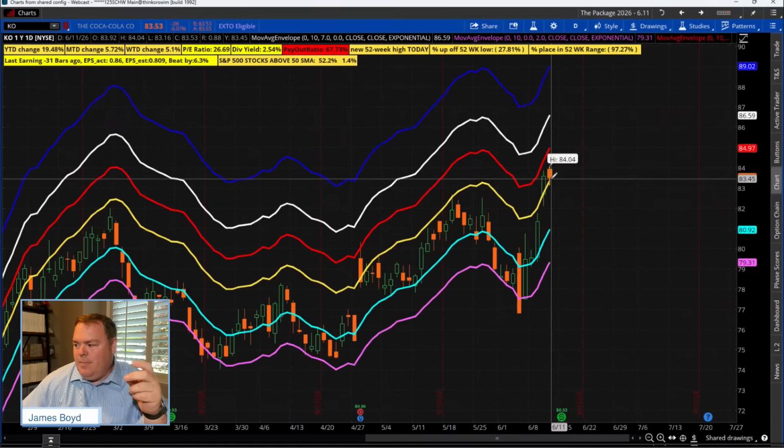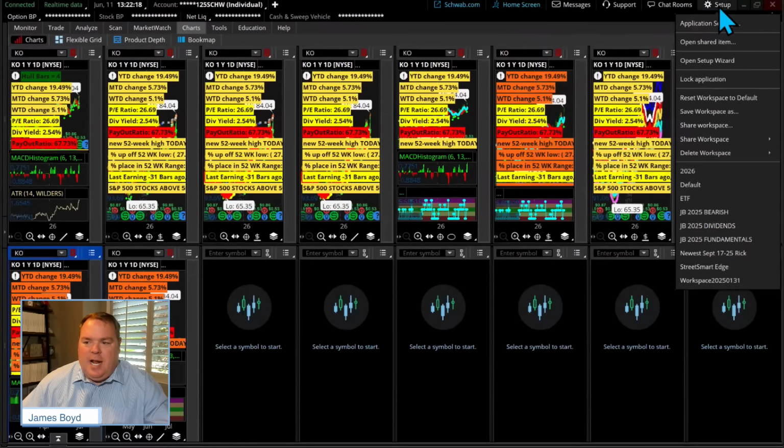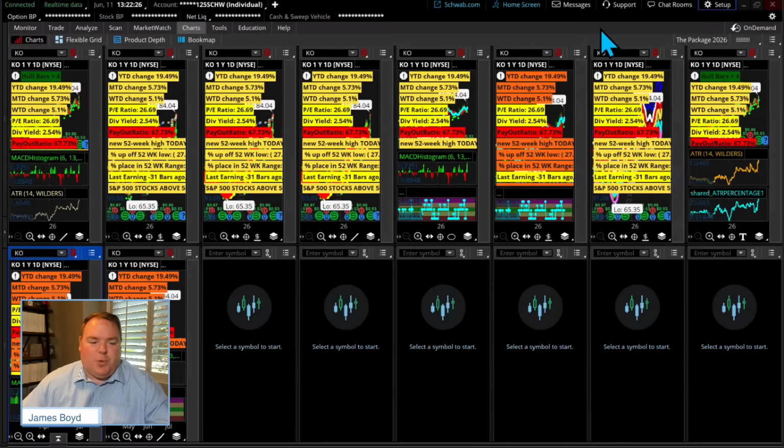Now, the comment was, where do you import that? Okay, so let me shut that down. Very top right, go to Setup, go to Open Shared Item. The very top right, Open Shared Item. Okay, now, let's go to just real quick, Target, okay?